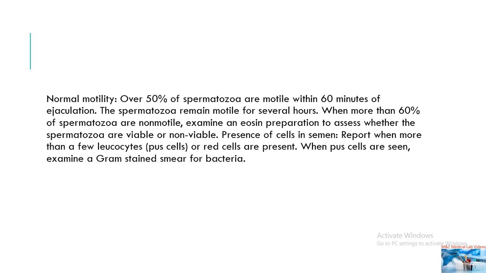When more than 60% of spermatozoa are non-motile, examine an eosin preparation to assess whether the spermatozoa are viable or non-viable. Presence of cells in semen: report when more than a few leukocytes, pus cells, or red cells are present. When pus cells are seen, examine a Gram stain smear for bacteria.